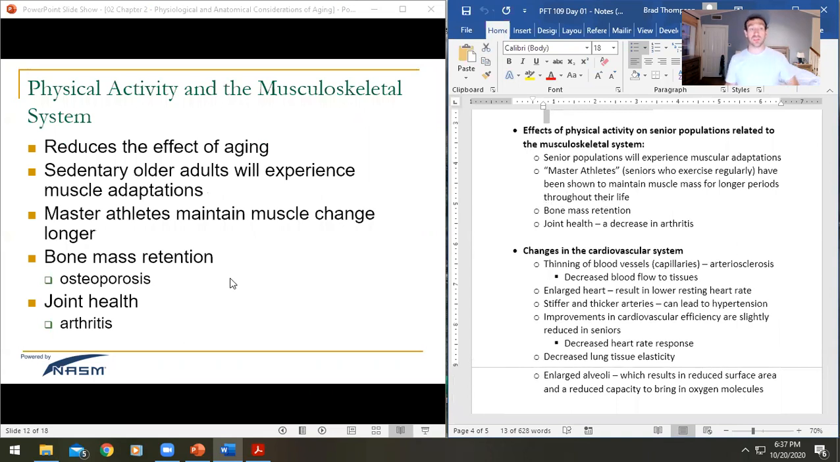So those are some of the musculoskeletal changes, but again, exercise is here to save the day because it reduces the effects of aging. So senior populations can still very much experience musculoskeletal adaptations, even if it's their first time ever working out. Sedentary adults can experience increases in muscle mass, strength, power, balance, proprioception, all that good stuff, right? And we haven't even gotten to the cardiovascular system yet.